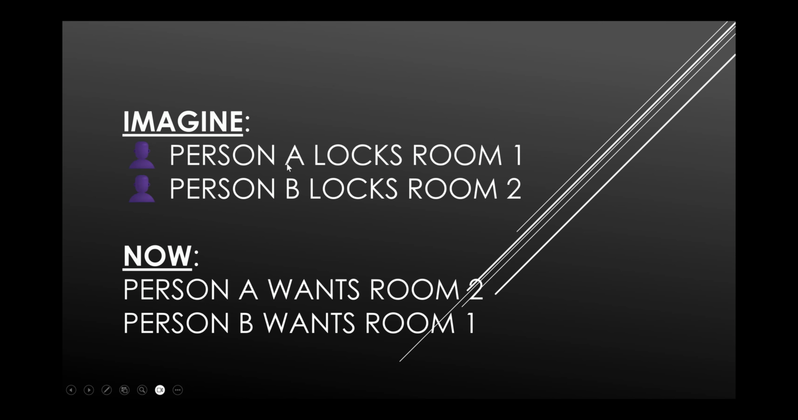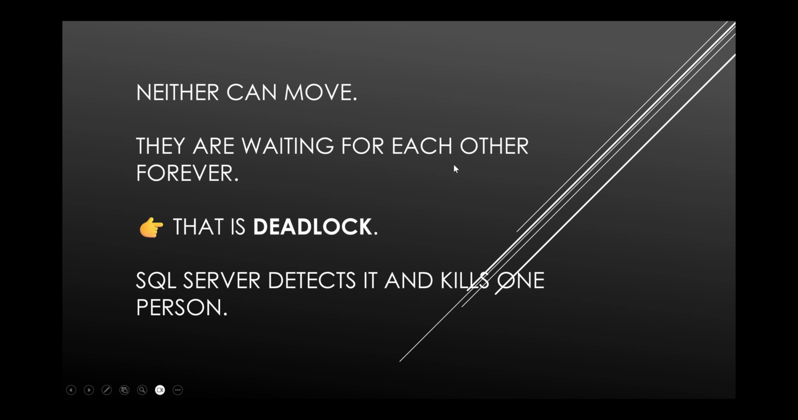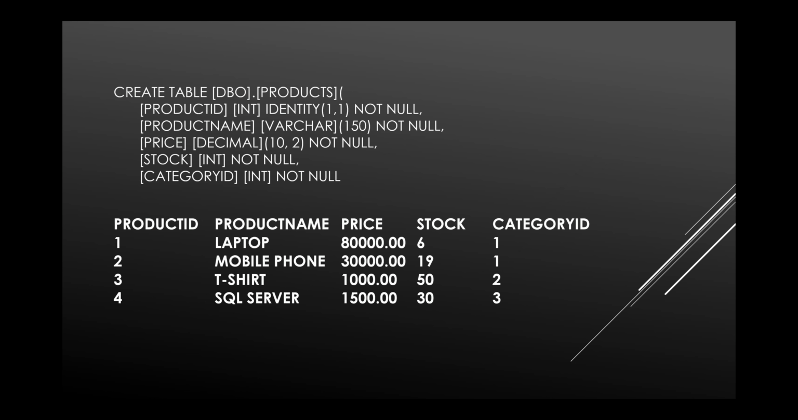Earlier, person A locked room 1 first, person B locked room 2, and now person A wants room 2 and person B wants room 1, so it is a deadlock. They are waiting for each other forever. This is called a deadlock. In SQL Server, whenever something like this happens, it is looping and they are waiting forever. SQL Server will detect it and kill one of the persons. In this way, it resolves the deadlock.